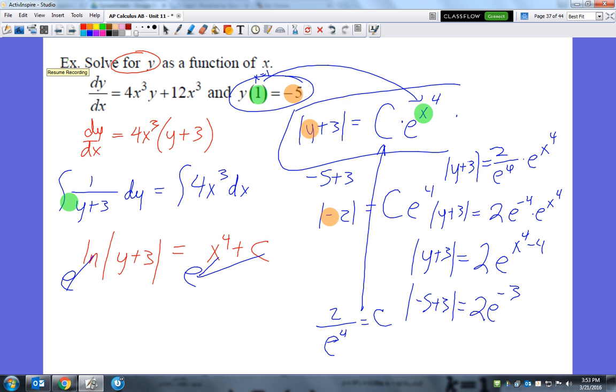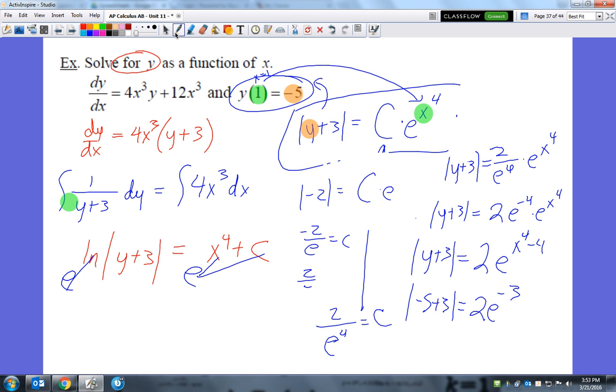Okay, so I caught my mistake. Whenever I was looking at the general solution, y plus 3, when I first plugged in this negative 5 and I got a negative 2, and I plugged in 1, I should have had c times e, not c times e to the fourth, because 1 to the fourth would have been 1. So then I would have negative 2 over e was c, or a positive 2 over e was c. Okay? So one of these checks out. That makes a lot better sense.